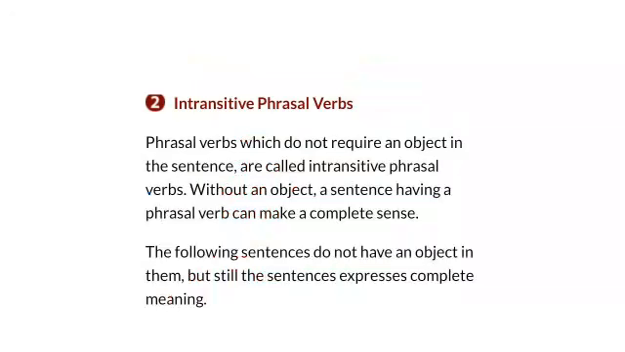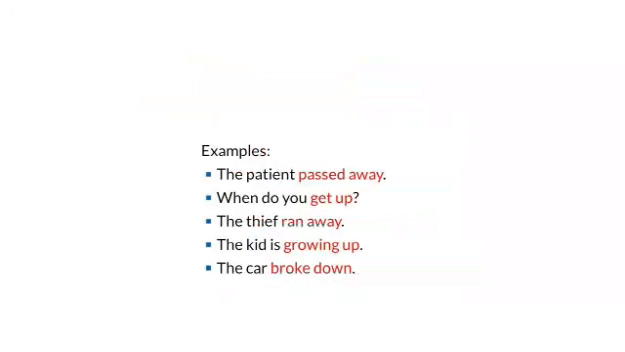There are intransitive verbs, so intransitive phrasal verbs are also there. Phrasal verbs which do not require an object in the sentence are called intransitive phrasal verbs. This means these phrasal verbs can perform their own actions, so they don't need any object. Without an object, a sentence having a phrasal verb can make a complete sentence. The following sentences do not have an object in them, but still the sentence expresses complete meaning.